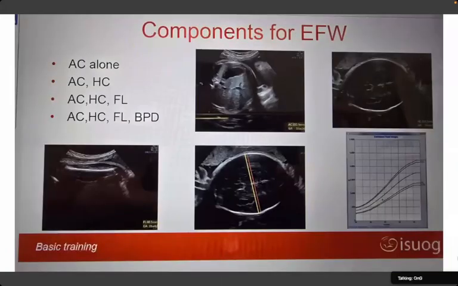To assess the size and weight of a fetus, we can either use the AC measurement alone or in conjunction with the head circumference. These two in conjunction with the femur length, and then lastly, we can add on the BPD to the 3 prior measurements that we have, the AC, HC, and the femur length.